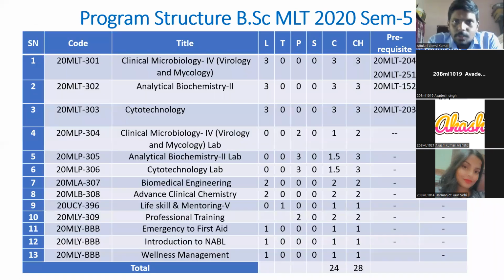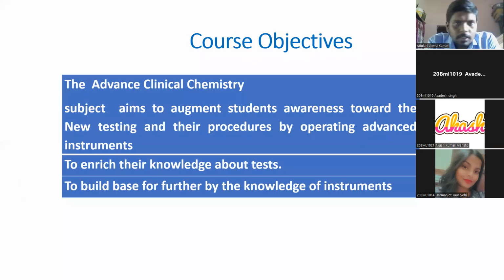So coming to your fifth semester, in your fifth semester, totally you have 13 courses. So you have clinical microbiology or virology, mycology, analytical biochemistry, cytotechnology. You also have analytical lab, biomedical engineering. Then you have this. Is this your program structure? Advanced clinical chemistry. Yes. So I'm teaching this advanced clinical chemistry. Okay. So you have 2 classes per week.